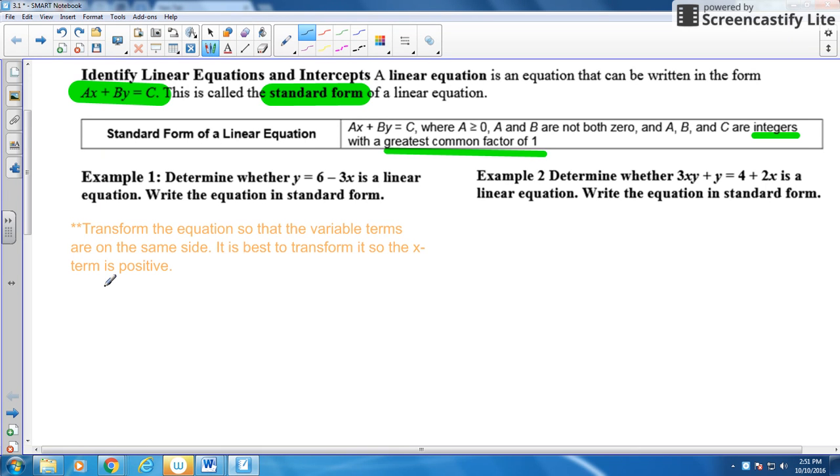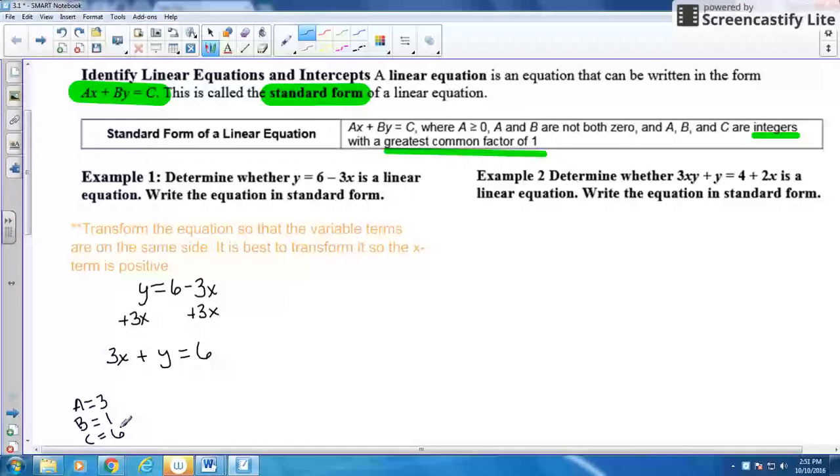So let's write the original, y equals 6 minus 3x. Again, I want my x term to be positive, so I'm going to add 3x to both sides. And now I have 3x plus y equals 6. And we ask, does that match our description here? A would be 3, that's my coefficient of x. B would be 1, my coefficient of y. And C would be 6.